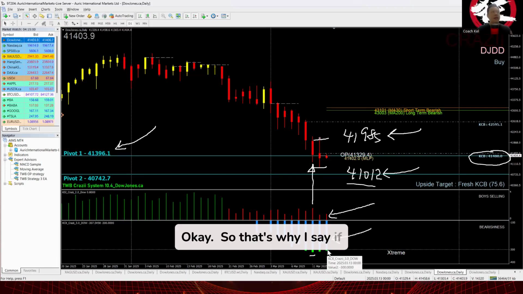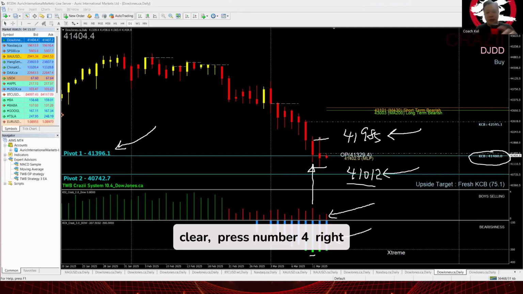So that's why I say if the Dow stays above OP, I'll be more than happy to go long in the market. All clear? If all clear, press number 4 right now.